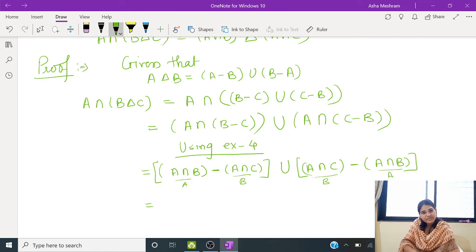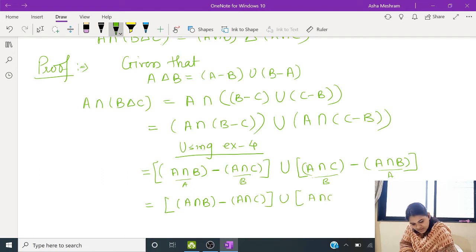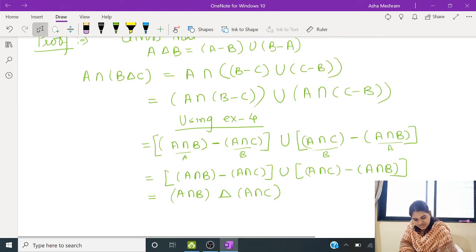So again, by the definition of symmetric difference of two sets, I can write this as A minus B union B minus A. Instead of A, we have A intersection B minus A intersection C, union A intersection C minus A intersection B, and this can be written as A intersection B symmetric difference A intersection C.